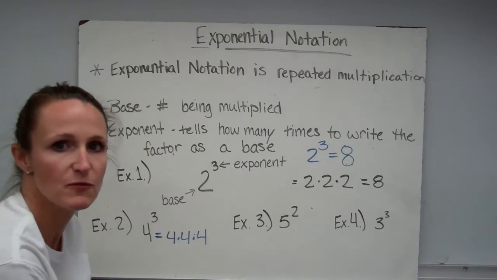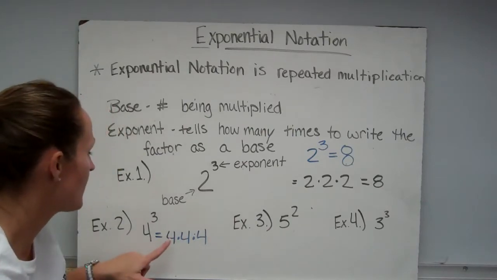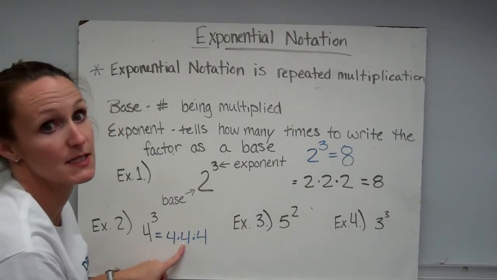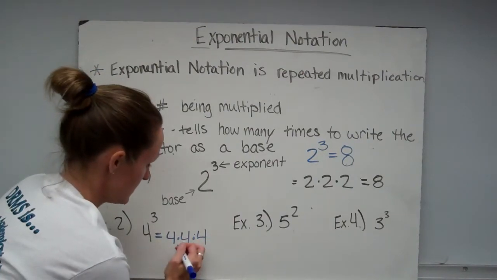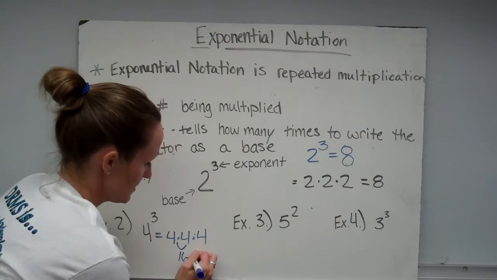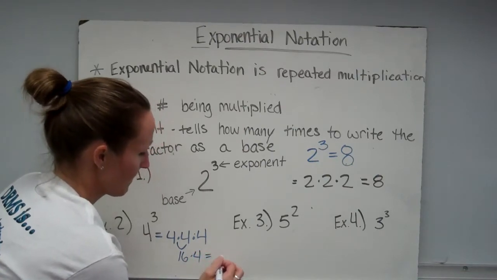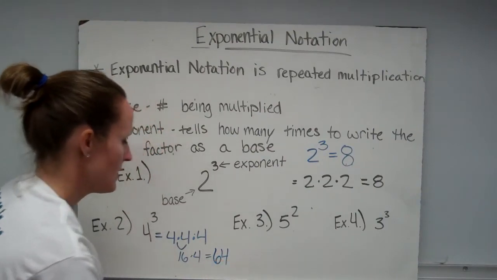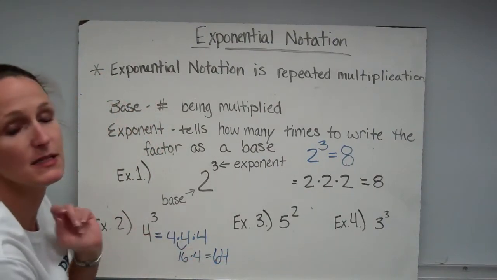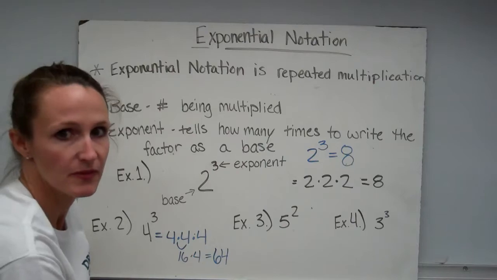What does 4 times 4 times 4 equal? Let's simplify that. 4 times 4 is 16. 16 times 4 gives us 64. And if it helps you to write it like this until you get used to it, feel free.